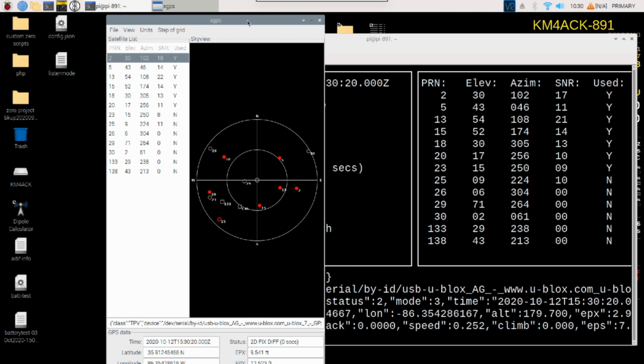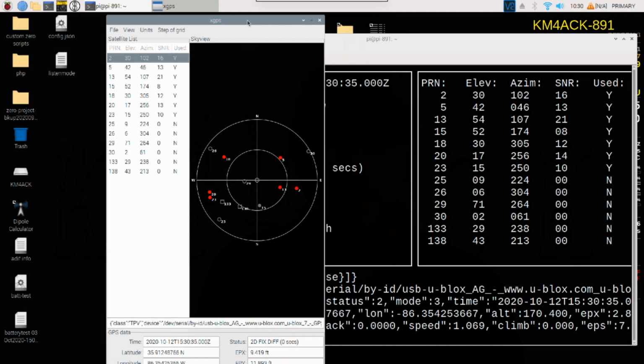So I've got to say, this is probably one of the best units that I have tested out that was less than $20. Again, I'll leave links to this down in the description below so you can pick one up as well if you would like to.